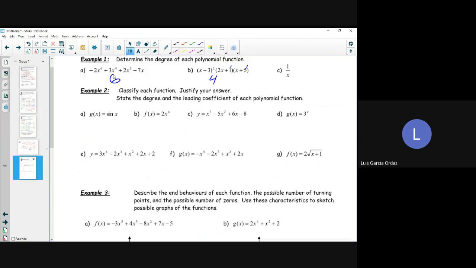So for C, remember the definition, it has to be a positive exponent. If we bring this back up, our exponent becomes what? Negative. And therefore, there's no degree for this one. No degree because it's not a polynomial function.